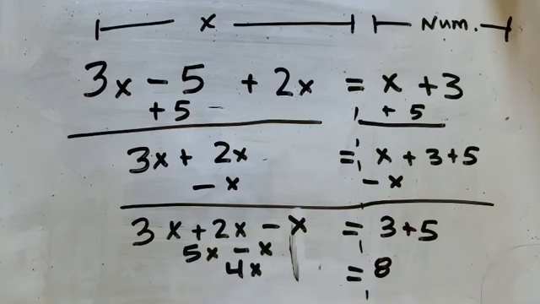So our last step is to divide both sides by 4 to get x alone. So if we divide this by 4 and divide this by 4, we get x equals 2. Running out of space? x equals 2. Does that make sense? I hope so.